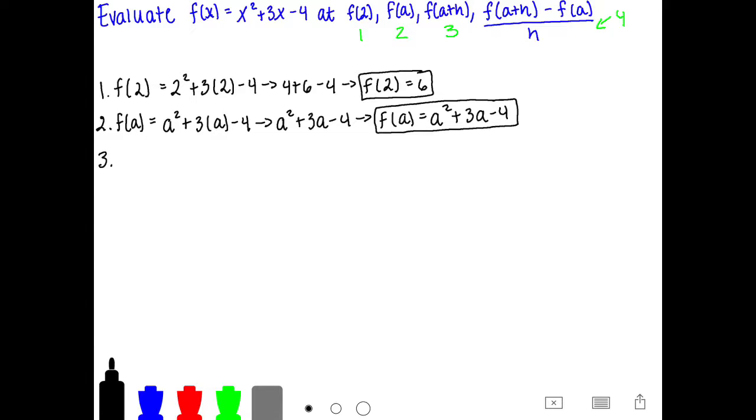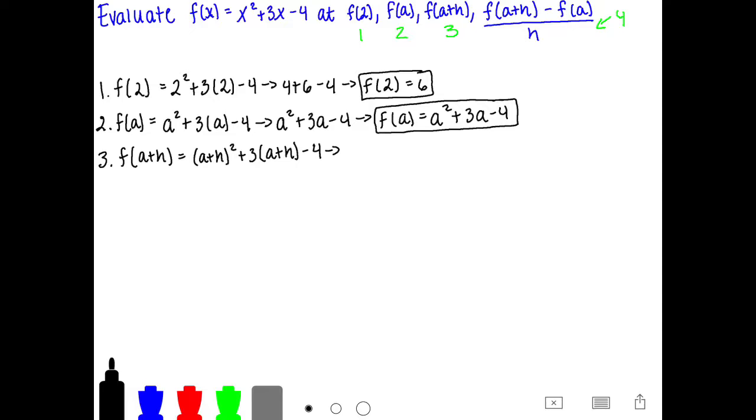All right, number 3, f of a plus h. Now this one will require a little bit of work. So same thing, a plus h is your given x value. So just plug that in for wherever you see x. So you have a plus h squared plus 3 times a plus h minus 4.